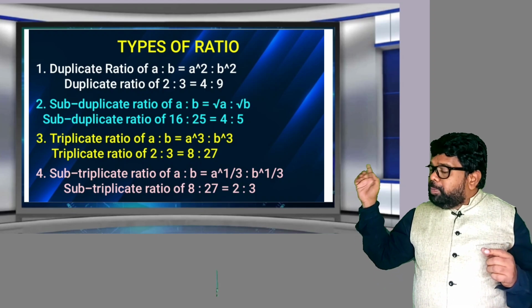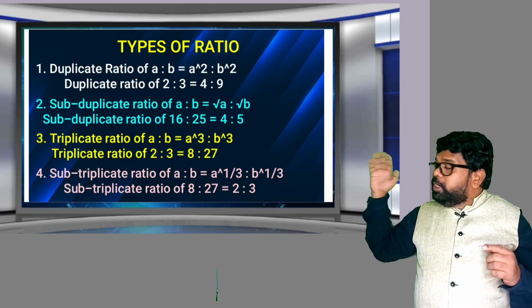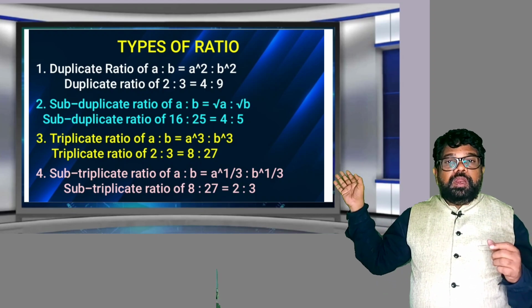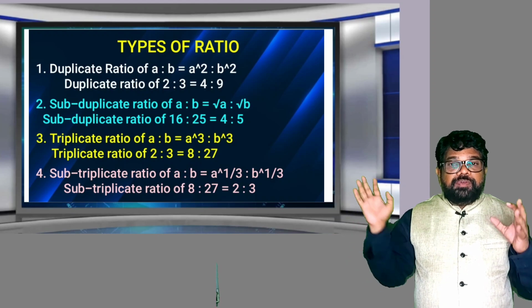Now here, what is the subduplicate ratio of 16 is to 25? So root 16 is to root 25. Root 16 is 4, root 25 is 5.